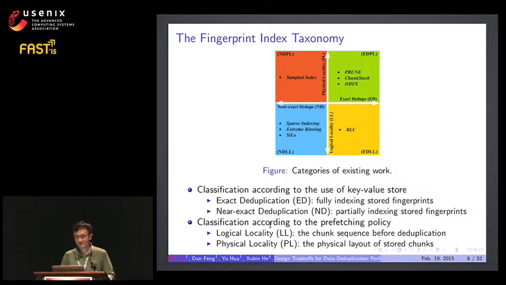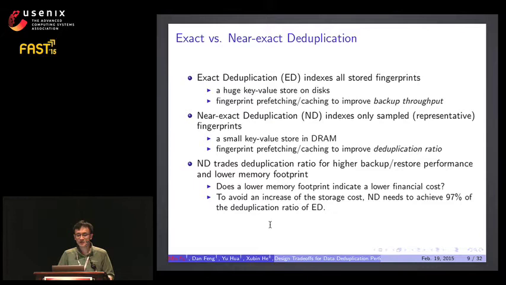Let's first compare the exact deduplication and the near exact deduplication. Exact deduplication indexes all stored fingerprints, so its index is extremely huge. We generally need to keep the key-value store on disks for cost savings. So the fingerprint prefetching and caching is very important to improve backup throughput. The near exact deduplication indexes only sampled fingerprints, so its key-value store is very small, and we can keep it in the DRAM. The fingerprint prefetching is very important to improve the deduplication ratio.